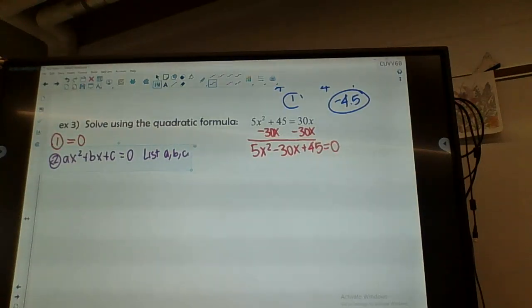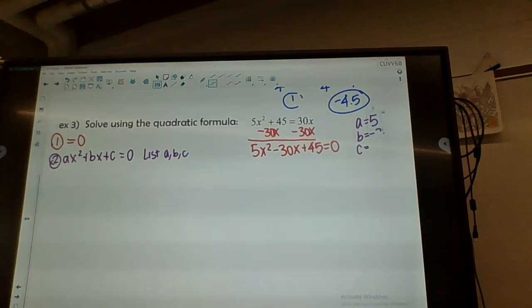So our second step is to list our A, B, and C. So, Riley, what's our A in this case? Our A is going to be 5. We go with that. That's in front of the x squared. Okay. Lindsay, what do you think our B is? Our B is negative 30. Very good. And then Dylan, what's our C? 45.